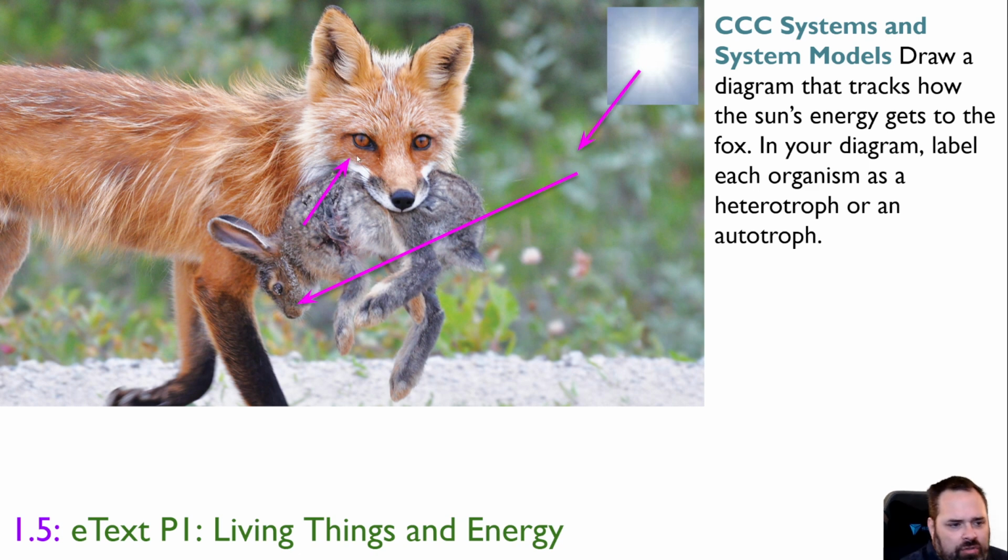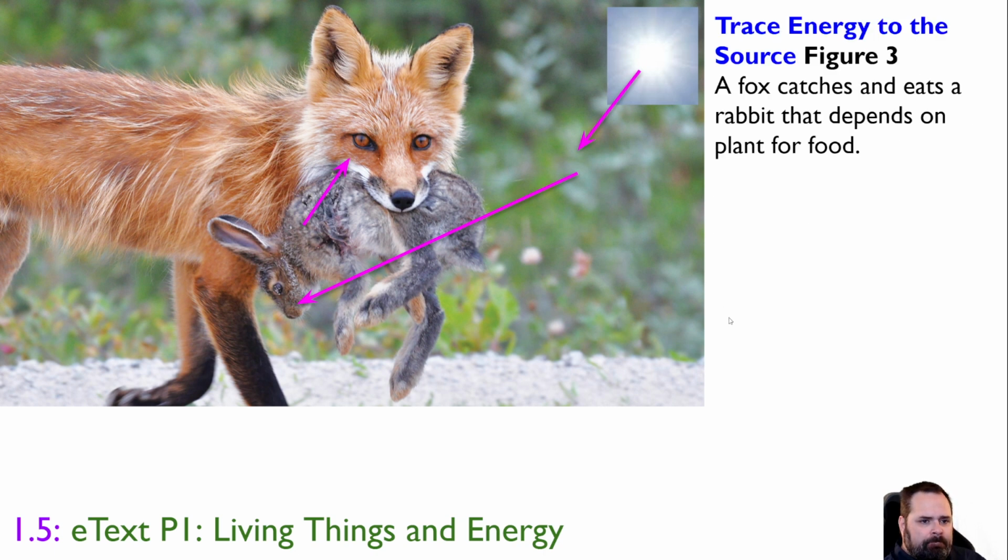As far as autotrophs and heterotrophs go, the plants are autotrophs. The bunny is a heterotroph, and the fox is a heterotroph. The fox catches and eats the rabbit that depends on the plant for food.